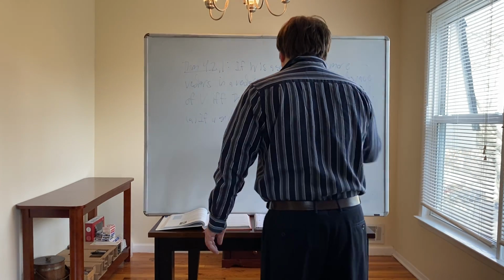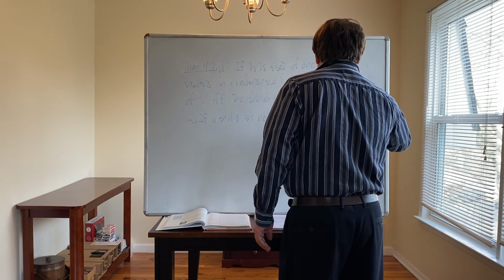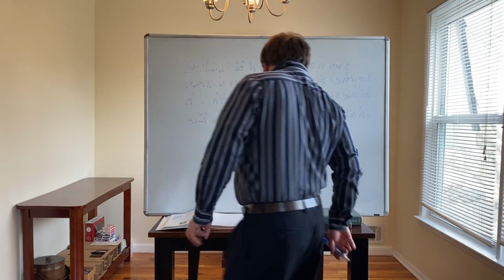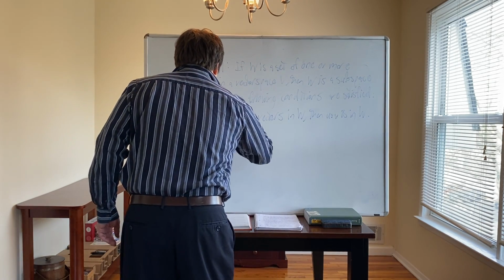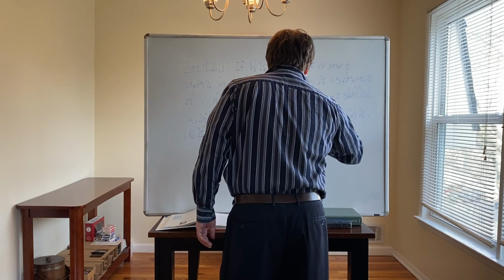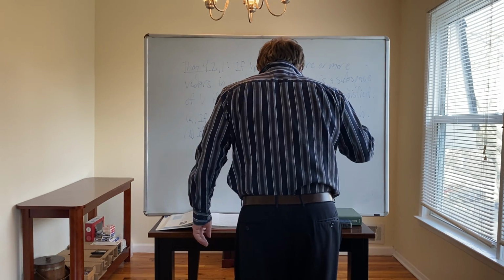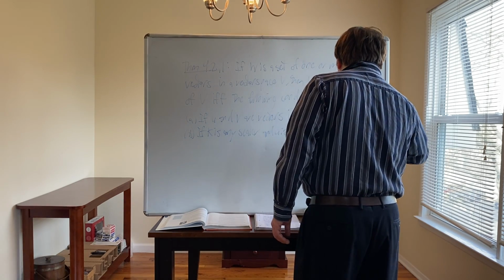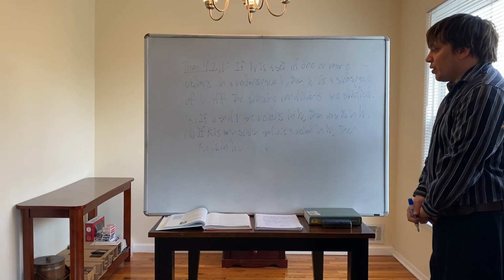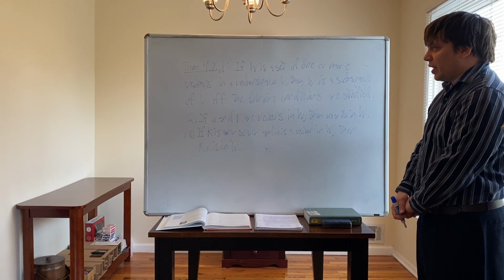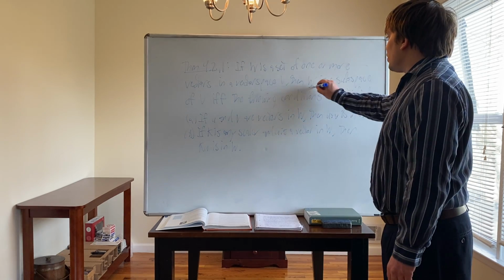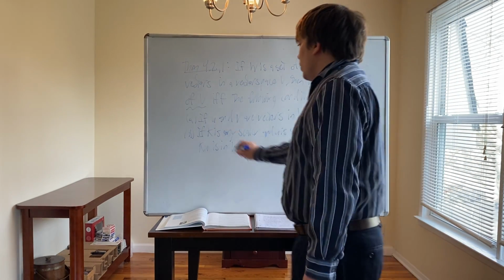A, if u and v are vectors in W, then u plus v is in W. B, if k is any scalar and u is a vector in W, then ku is also in W. So these are the two conditions that are equivalent to W being a subspace of V.